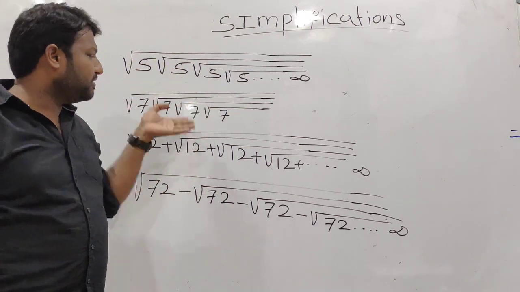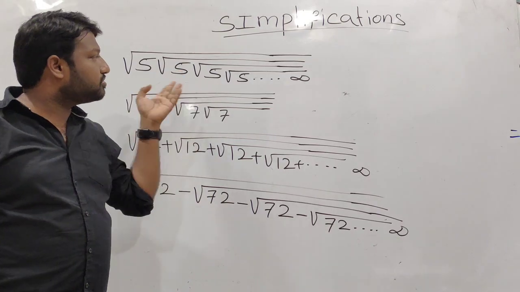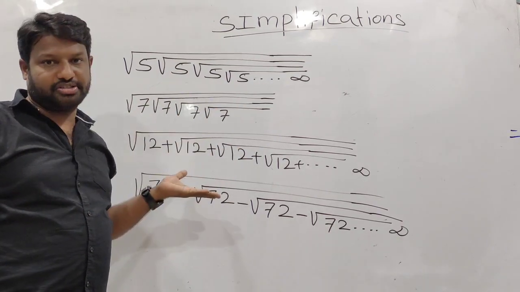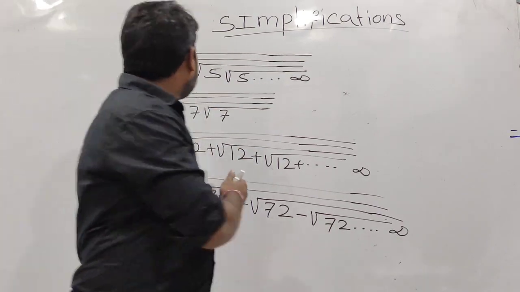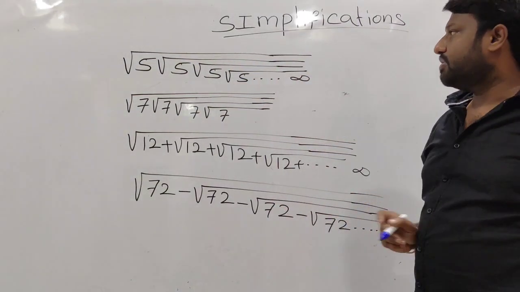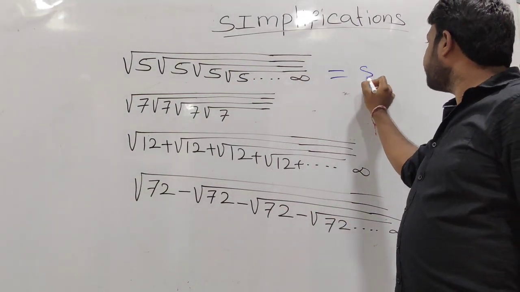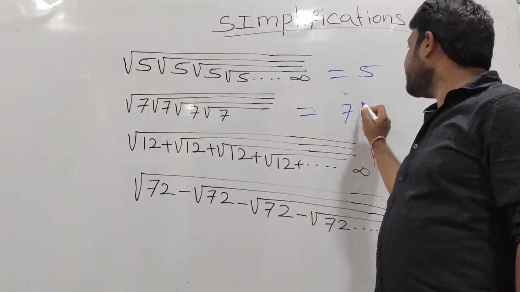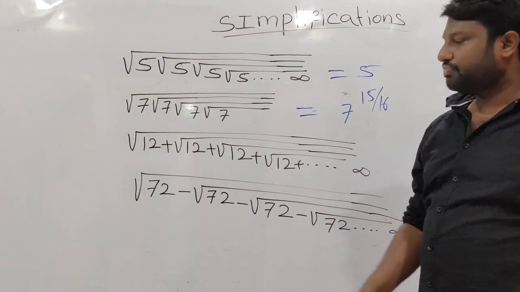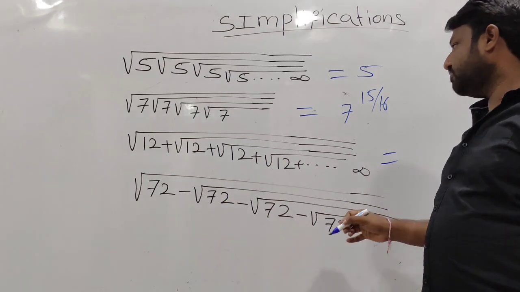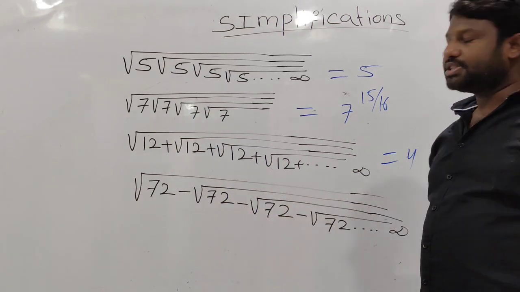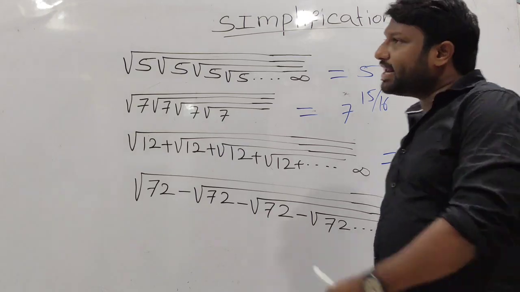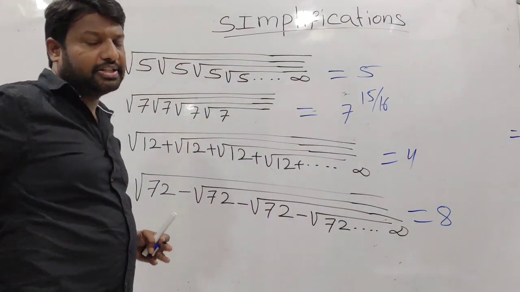Now this is the first model I will discuss here. By looking at this question directly, we can write the answers. For this the answer is directly 5: root 5, root 5, root 5, root 5, only 4 times. So directly I can write it as 7 power 15 by 16. For this the answer is 4. For this the answer is 8. Just by looking at these questions, we can write these answers.